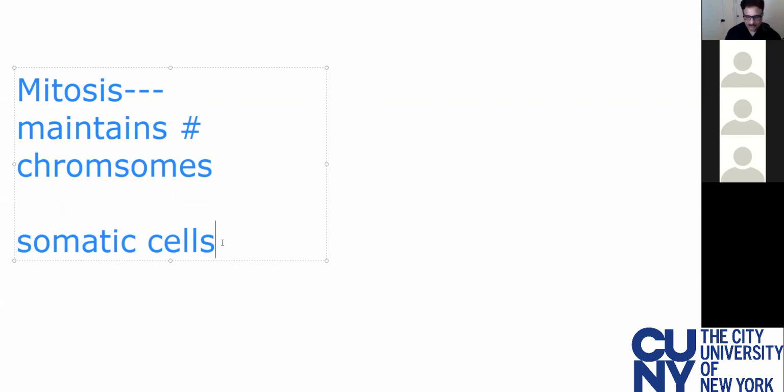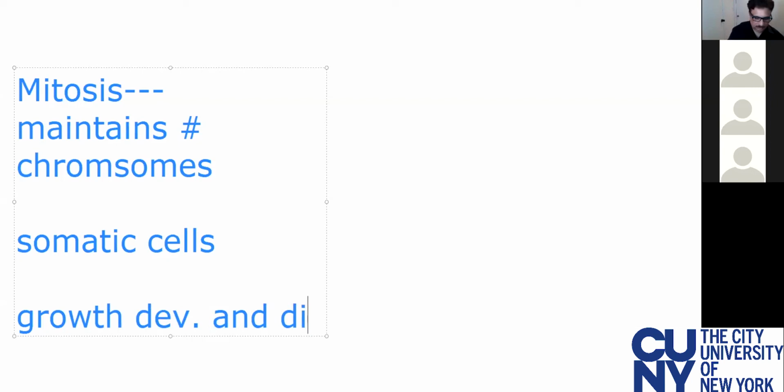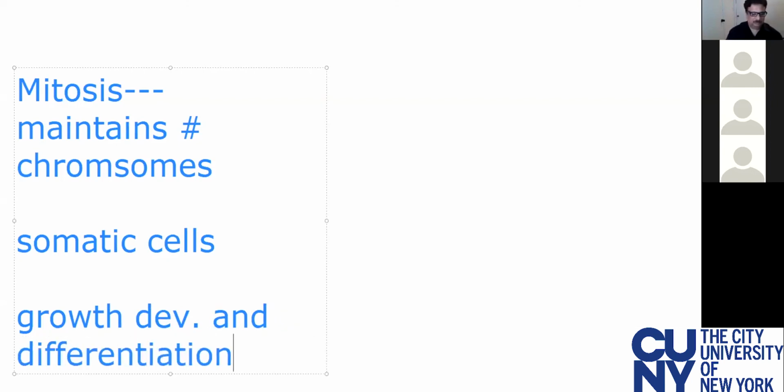So mitosis leads to growth, development, differentiation. It's a result of, as I mentioned to you, the zygote developing into an individual. That's because of mitosis. So these are the three most important points.